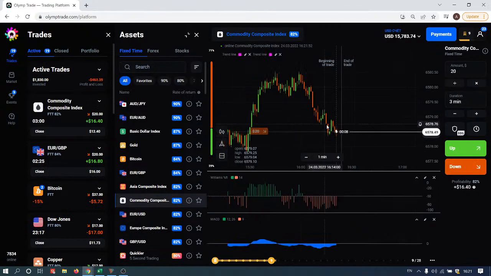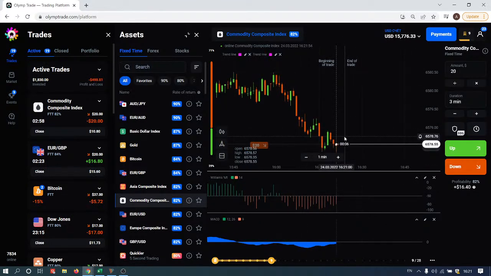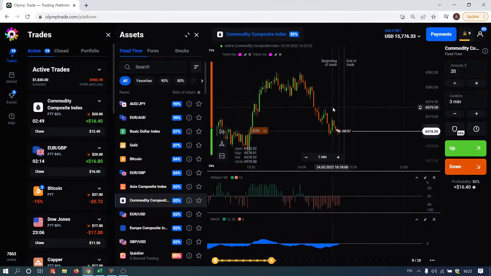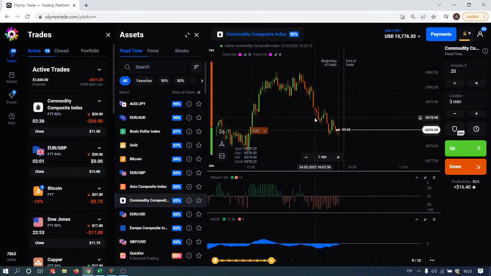Let's try this one, commodity index. So commodity composite index have a nice signal. Well, one thing I don't like about this situation right now is we have gone down a little bit too much without any significant pullbacks. But overall, we still have to keep in mind our favorite proverb, which goes like this: trend is your friend.